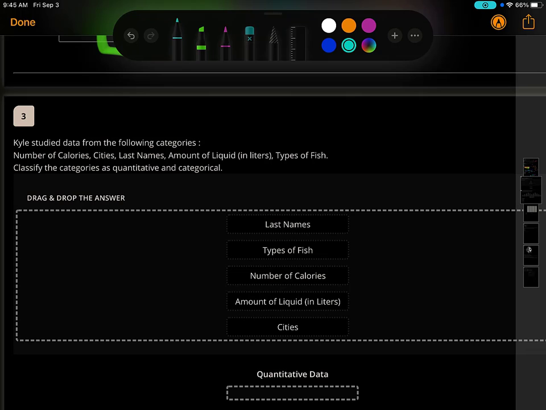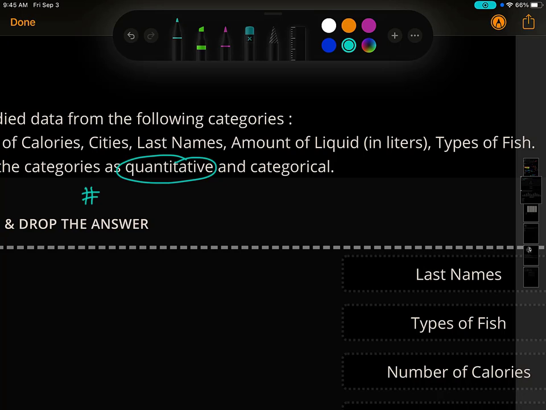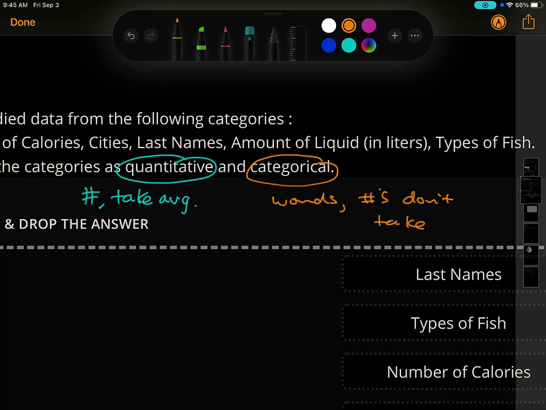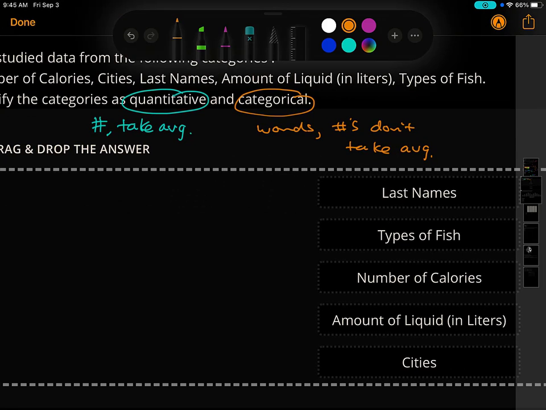Remember, quantitative, although it is a number, it makes sense to take the average. Take average. And categorical is mostly words and numbers that you don't take the average. Like I'm sitting in room 902 right now, and it would not make sense to take the average of our room numbers, 902, 904, and then Mr. Sego in room 21. It just doesn't make sense. So actually room numbers would be categorical.